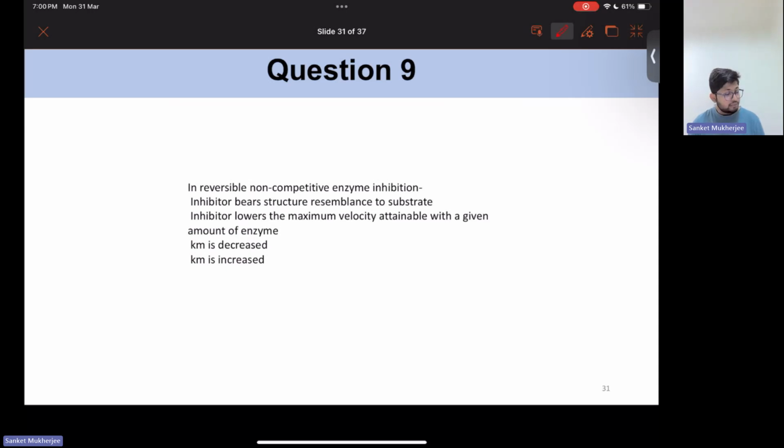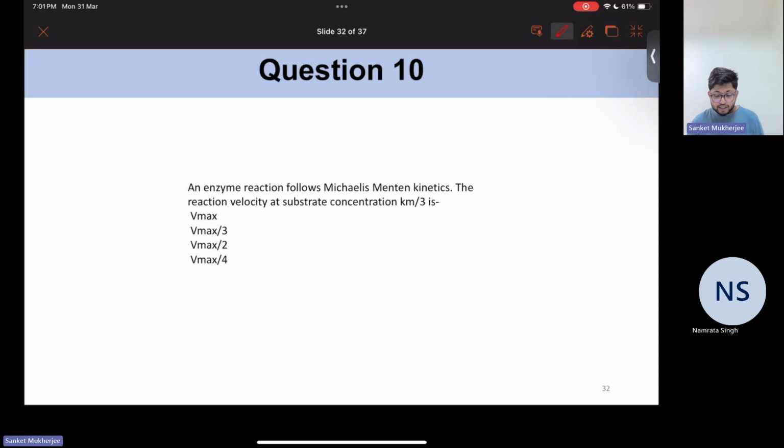No. Inhibitor lowers the maximum velocity attainable. Yes, that is true. Is Km decreased, or Km increased? No, there is no change in Km. The enzyme follows Michaelis-Menten kinetics. The reaction velocity at substrate concentration Km by 3 is what?